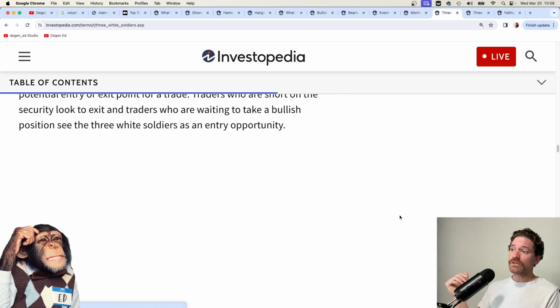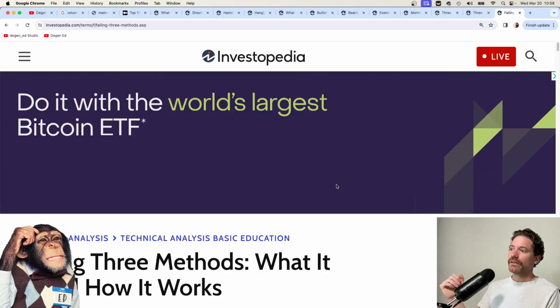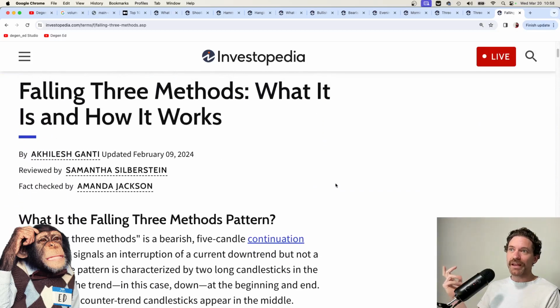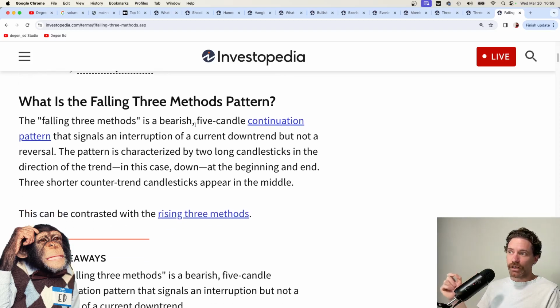And then before I get onto the three black crows, I'm going to go over the falling three methods, because this is complementary to the three white soldiers, but this is actually bearish. So it's good to be paying attention to this. If you do think you have identified the three white soldiers, it may actually be falling three methods. And so what is a falling three methods pattern? The falling three methods is a bearish five-candle continuation pattern that signals an interruption of a current downtrend, but not a reversal. So this is contrary to the three soldiers.